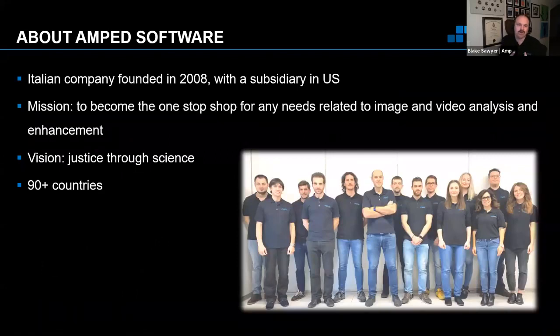A little bit about AMP software. It's been around since 2008. It's an Italian company, as we heard, founded by Martino. We have a US subsidiary. Our mission is just to become a one-stop shop for all needs related to image and video, either analysis, enhancement, and even image authentication. So our vision is to seek justice through science, so help you get the best that you can out of your evidence by using scientifically proven algorithms and those kinds of things. We're in about 90 different countries, and this is a picture that shows some of our staff in Italy.